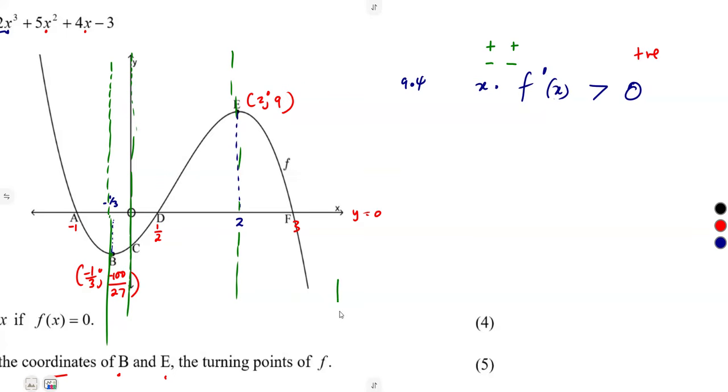When the graph is decreasing from this turning point, the first derivative is negative. Where there is an increase, the first derivative is what? The first derivative is positive for an increase, and negative for a decrease. That's how you attempt this.